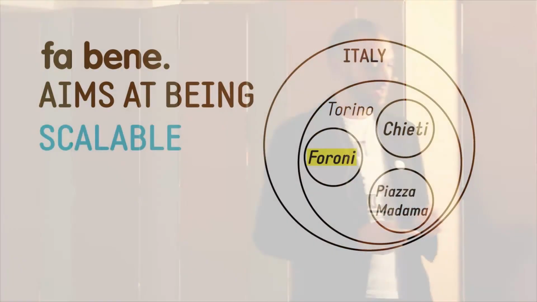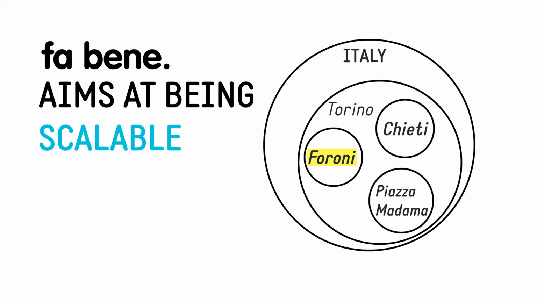Fabene aims at being scalable. This is an important part. We started 1 year ago, more or less, in the north part of Turin, in a very historical street market that is Mercato di Piazza Foroni, where there is a strong and well-connected social environment. But we want to extend this project. We want to replicate this project, maybe in different street markets in Turin, and maybe outside of Turin, and why not, maybe abroad. The idea is to create a real format that can be implemented in different markets, in different areas in an easy way.